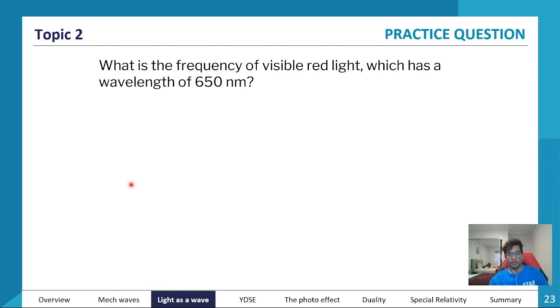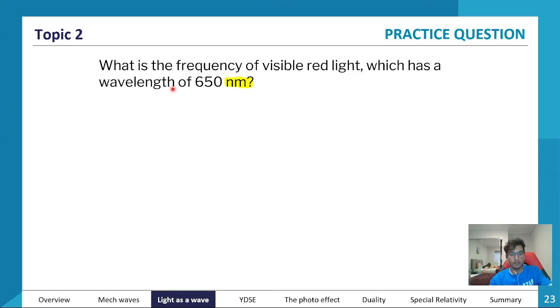And so, just a quick question to consolidate this idea. What is the frequency of visible light which has a wavelength of 650 nanometers? When it comes to this sort of questions with frequencies and wavelength, the most common unit that's given to us is nanometers. Nanometers is 10 to the negative 9.